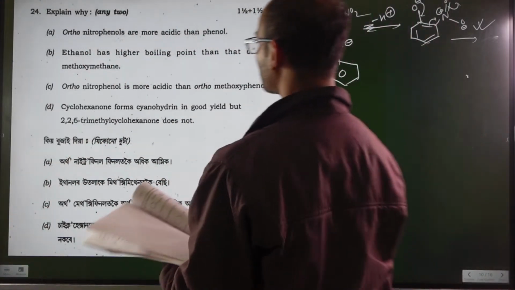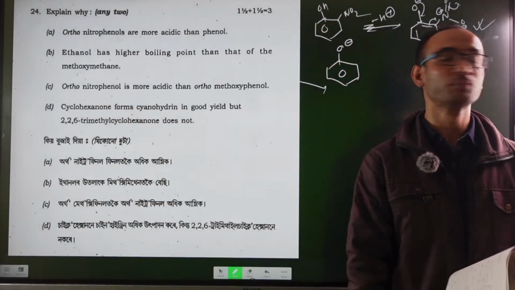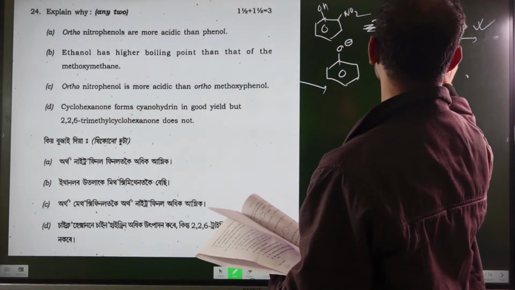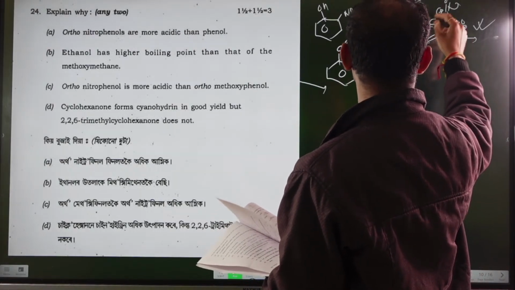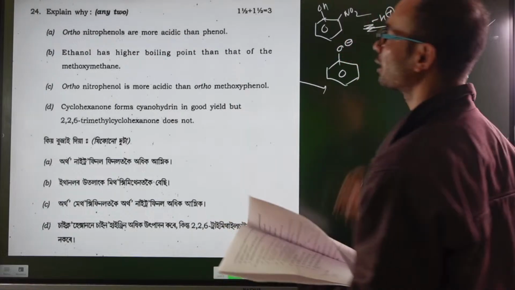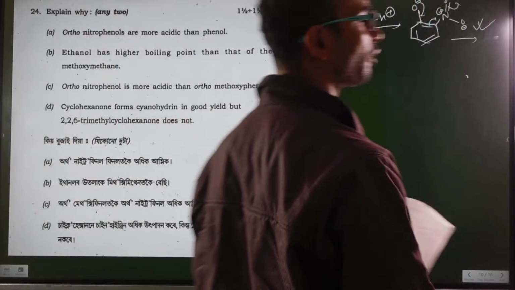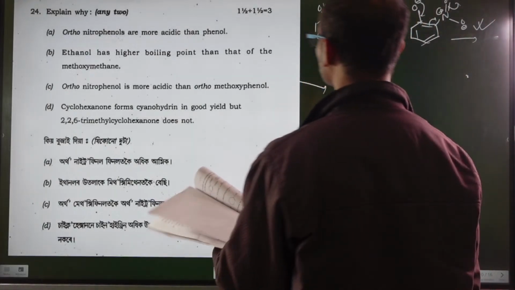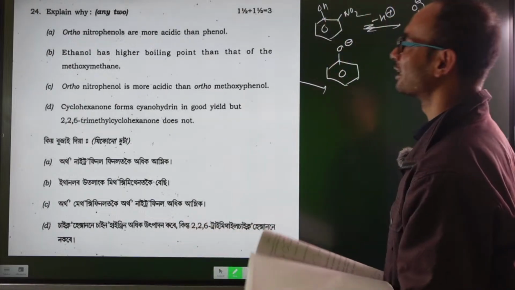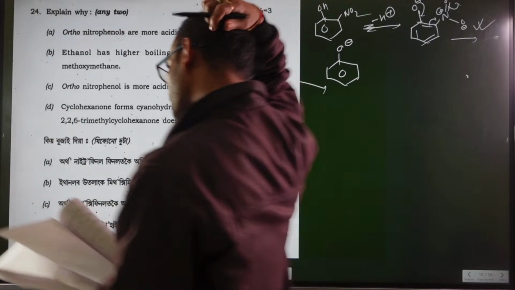Then orthonitrophenol is again more acidic than orthomethoxyphenol. In this case also, you just remember there is a nitro group, which is an electron withdrawing group that will stabilize this species, this phenoxide ion, through resonance. Therefore orthonitrophenol is much more acidic compared to methoxyphenol. So the methoxy group is electron releasing, but the nitro group is electron withdrawing. This is the main difference.